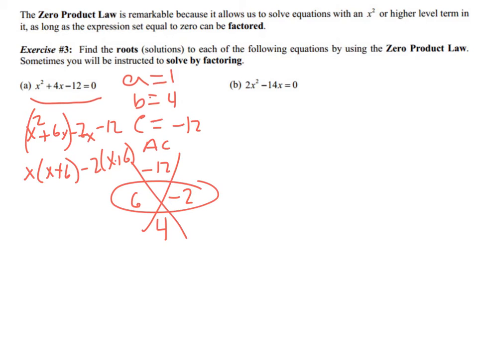So when I'm done factoring here, I got an x plus 6, and I've got an x minus 2. And that, of course, is all set equal to 0. So now here's where the new part comes in.